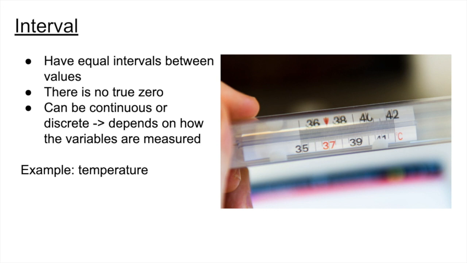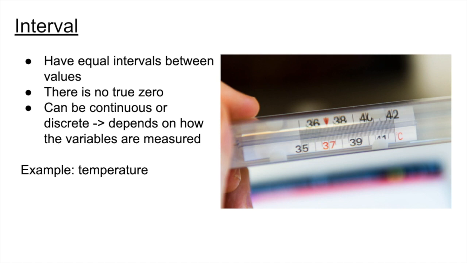Alright, now we have interval variables. This variable has equal intervals between the values. It also has no true zero. What it means to not have a true zero is that the presence of zero indicates variable absence. We often think of zero as meaning the numerical concept of nothing or lack of change. But in this case, zero indicates the absence of the variable. An example of this is temperature. When the temperature outside reaches zero, it doesn't mean that there is no temperature present.